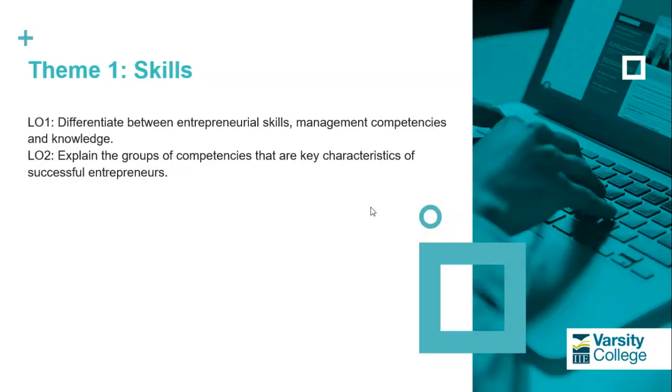The learning outcomes that we're going to cover include differentiating between entrepreneurial skills, management competencies and knowledge, and then explaining the groups of competencies that are key characteristics of successful entrepreneurs. So, if you're a successful entrepreneur, there is a good chance that you have these competencies. They have found that they are most common in successful entrepreneurs.